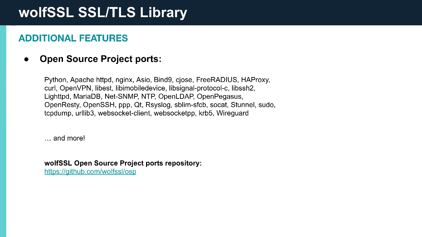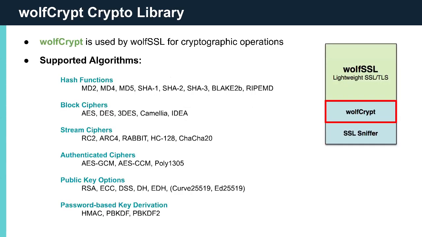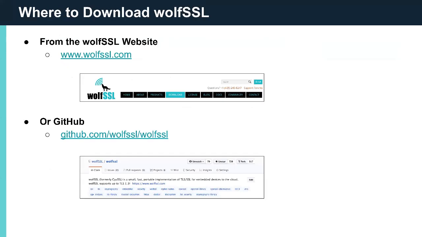If you want to see our patches we have for open source projects, we have a separate repository. I linked it here at the bottom of this slide. It's called OSP. If you go to our wolfSSL GitHub organization and then OSP underneath that. Again, telling you the algorithms supported by wolfCrypt, where to get them from our website or from GitHub.